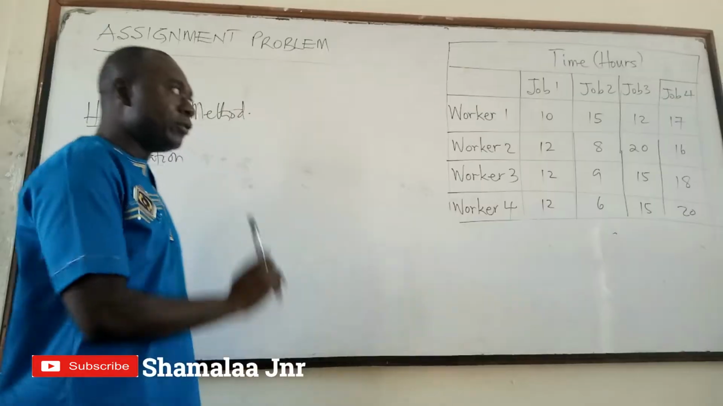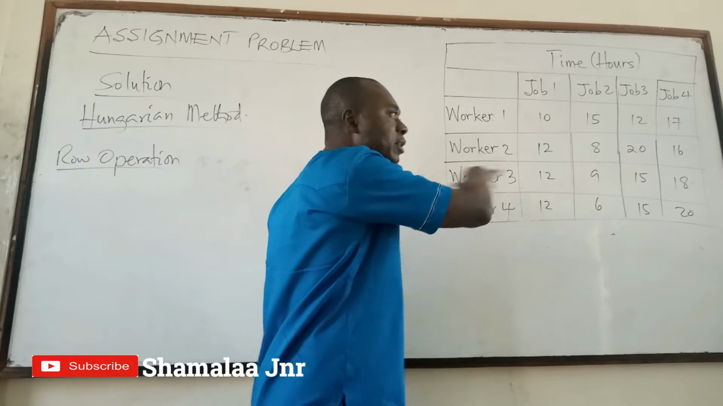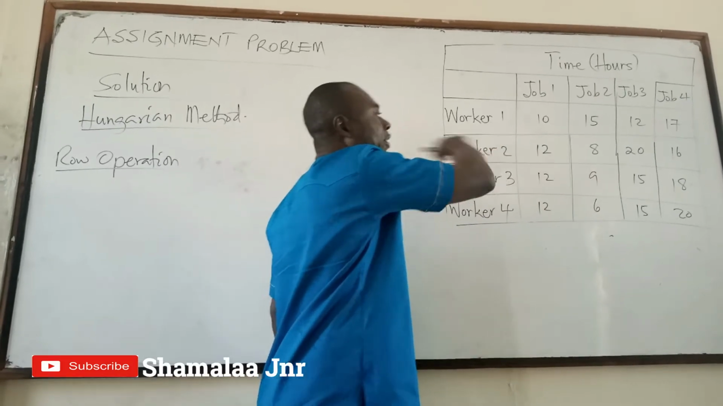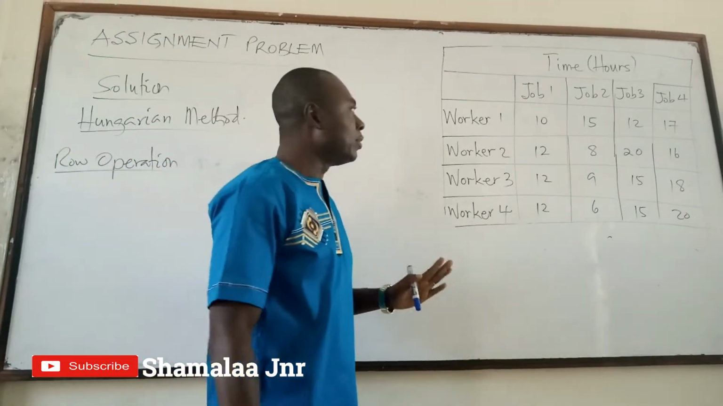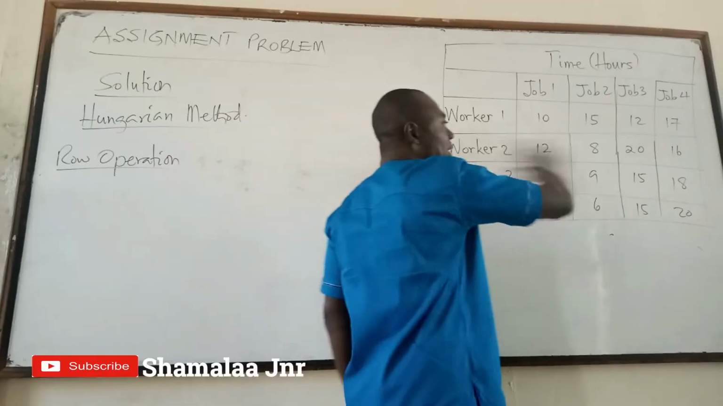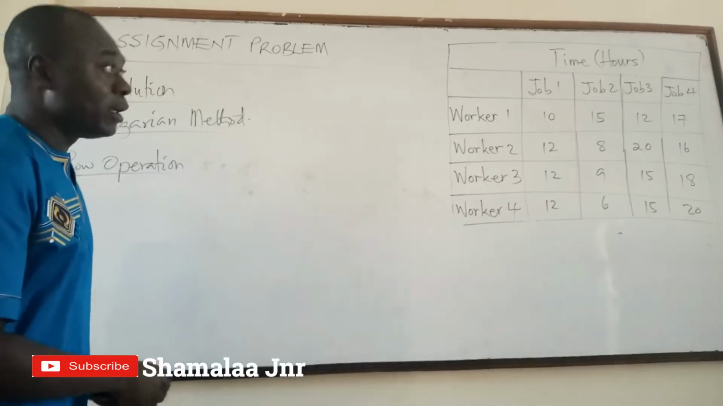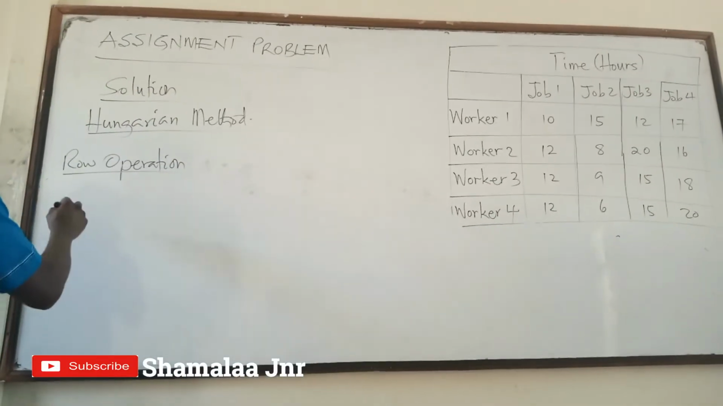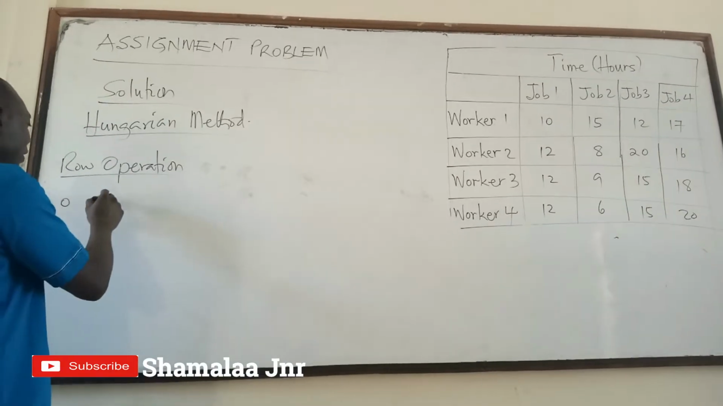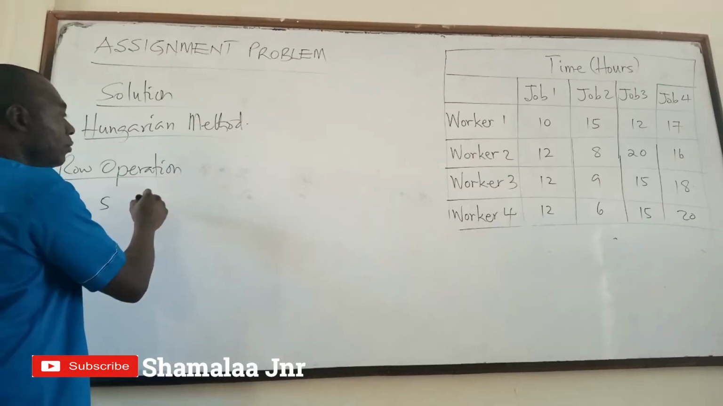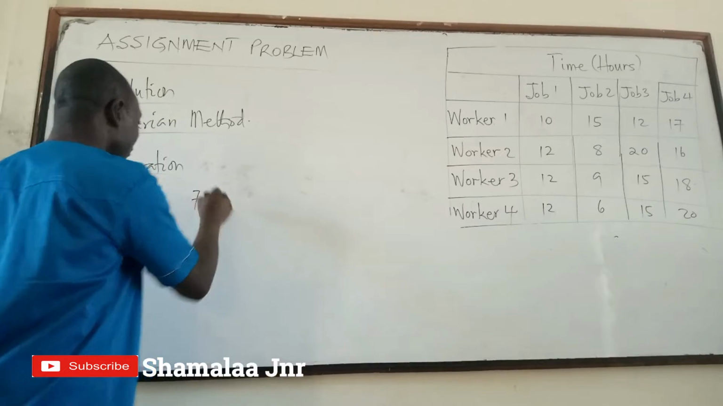So for the row operation, for each row, you take the smallest number in that row and subtract it from each of the numbers in that row. If you look at the first one, the smallest number is 10. If you subtract 10 from 10, you get 0. 10 from 15, you get 5. 10 from 12, you get 2. 10 from 17, you get 7.